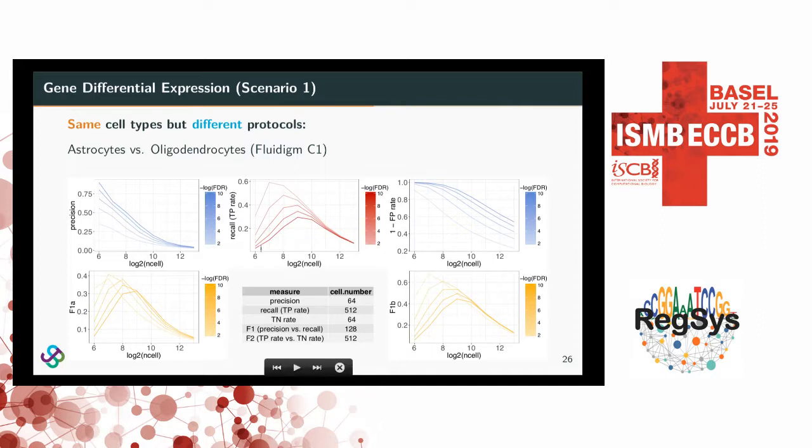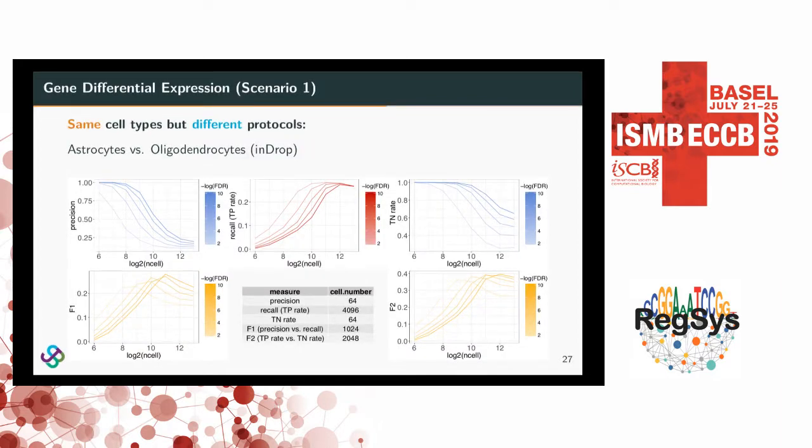I think recall is a realistic criterion for people to use, and somewhere in the middle is what you want. Here we see that using the Fluidigm C1, the optimal number for recall is about 512. If we move to InDrop, a different protocol, then the number of cells dramatically increases to 4,000, which also matches our expectation, because for this protocol, we generally sequence more cells than in the Fluidigm C1.